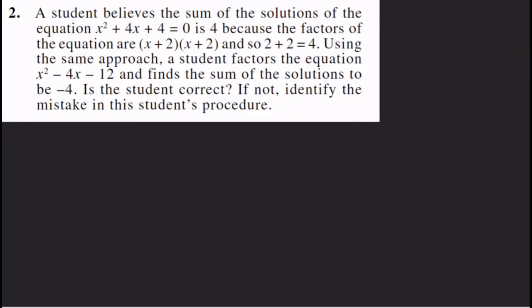But what we end up with is they factored correctly on the first one, okay, but the sum of the solutions, well, the solutions are not 2 and 2. If we get factors x plus 2, okay, we have to set them equal to 0 and solve for them, so we end up with solutions that are negative 2 and negative 2. Now, when we add those, we end up with negative 4, not positive 4. So the student is actually incorrect.